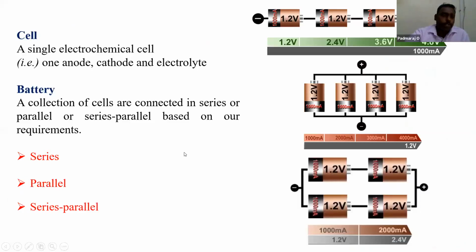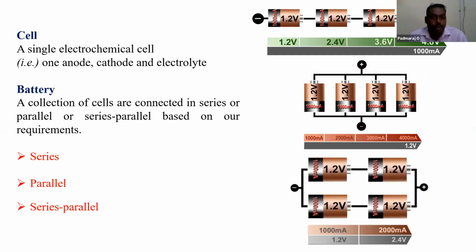Okay. So now I am coming to the cell. What is the definition of a cell? A single electrochemical cell is a cell containing one anode, one cathode, and electrolyte. This is one cell. So what is the difference between a cell and a battery? A battery is nothing but a collection of cells. Clear? The cell is a single electrochemical cell containing only one anode, one cathode, and one electrolyte.